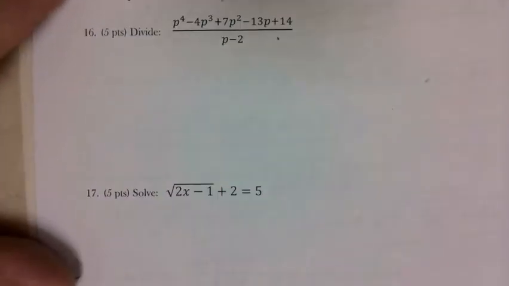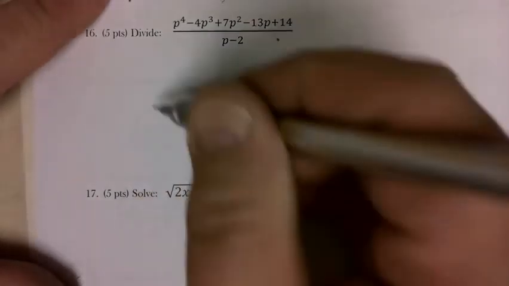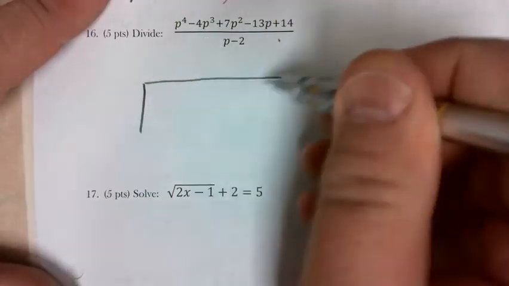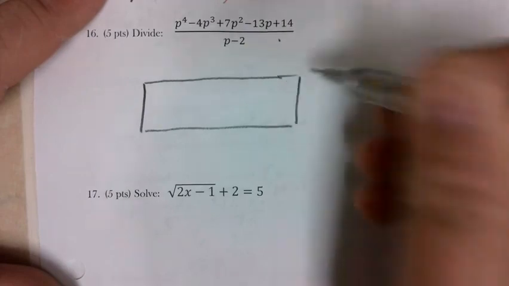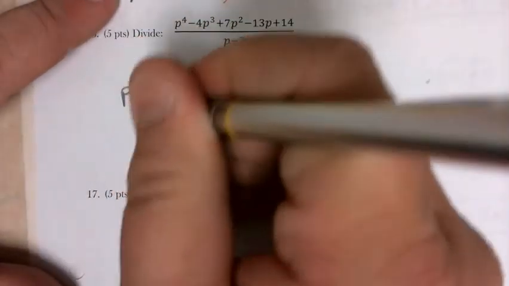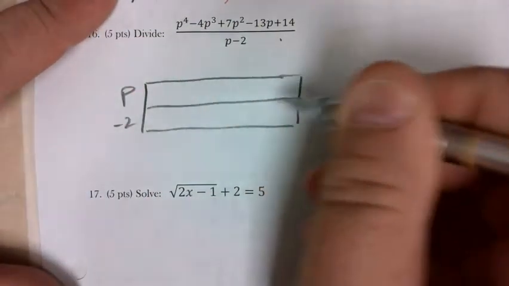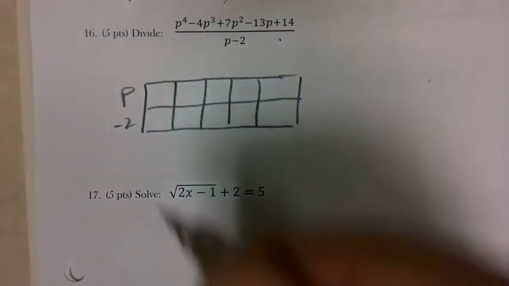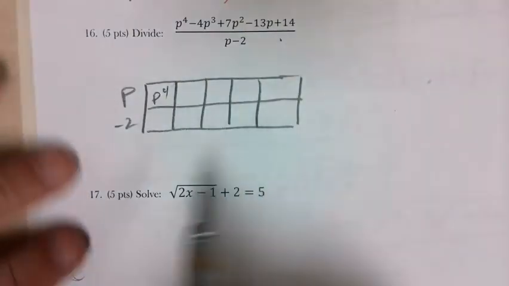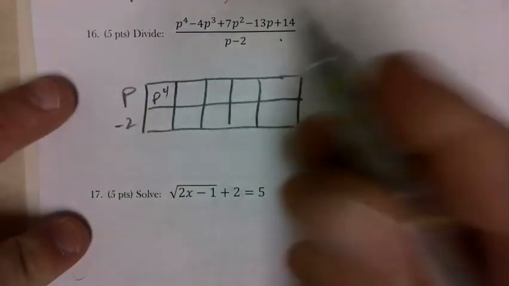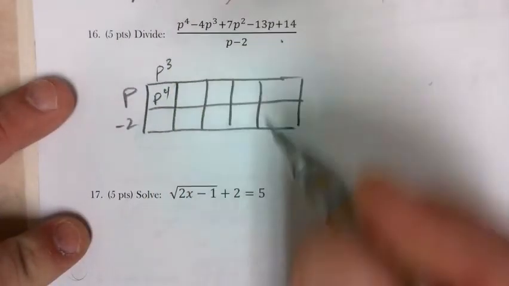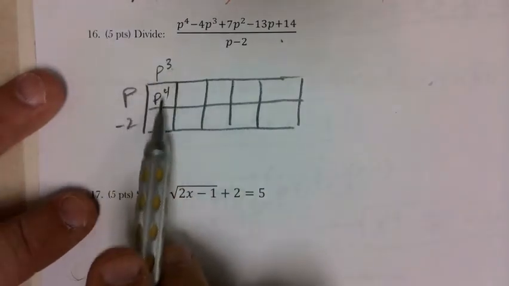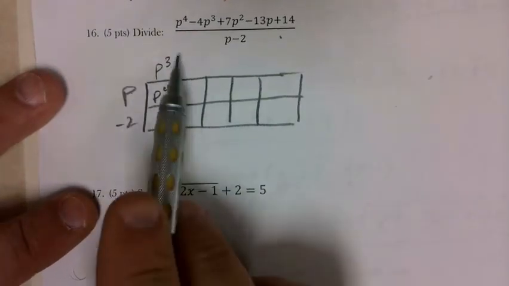Okay, divide. Whoa, look at this. So I'm going to set up a tabular division problem here. Can't remember how many things I'm going to use, P minus 2, or how many columns, so I'll just make myself a bunch. That seems about right. And I put P to the 4th here. Okay, P to the 4th divided by P is P cubed, because that times that's got to make this, and I know this. It's always the first term.